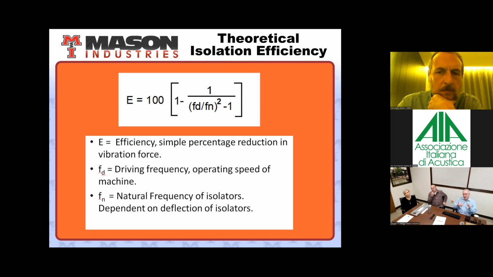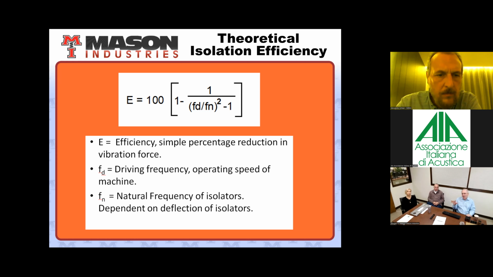So efficiency is 100, which simply makes it a percentage, times 1 minus 1 over (F_D over F_n) squared minus 1. So the two variables: F sub D, that's the driving speed of the equipment, the operating speed of the equipment. F sub N is the natural frequency of the supports. And of course, natural frequency is what any system wants to oscillate at when we put it into motion. So that ratio of driving frequency to natural frequency, that's the critical ratio.